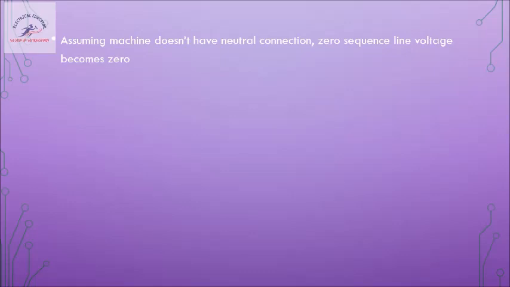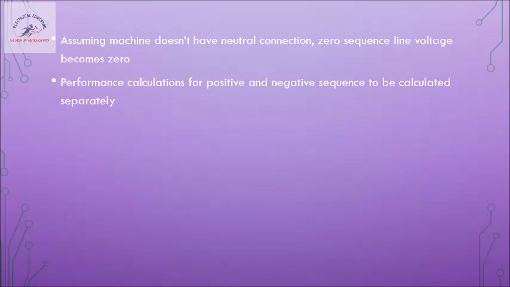So first we calculate all the performance analysis with respect to positive sequence components. Then we calculate with respect to negative sequence components. Then, using the principle of superposition theorem, we calculate the net effect of these two. Okay, so positive sequence components give rise to the establishment of air gap flux waves rotating at synchronous speed in the forward direction.